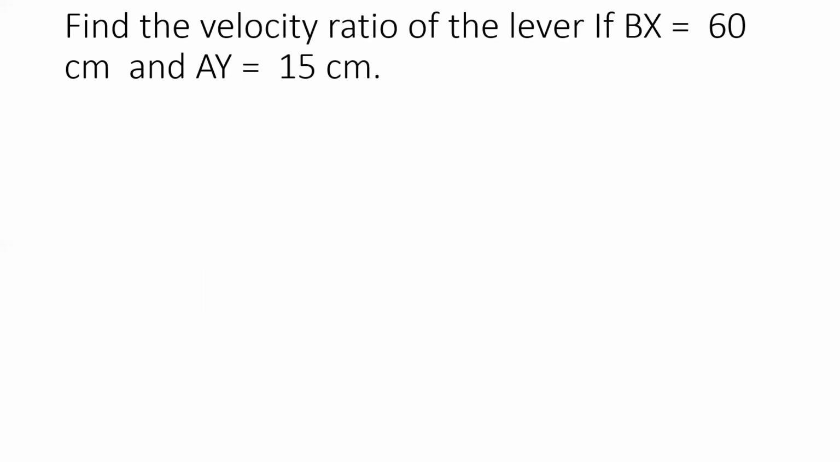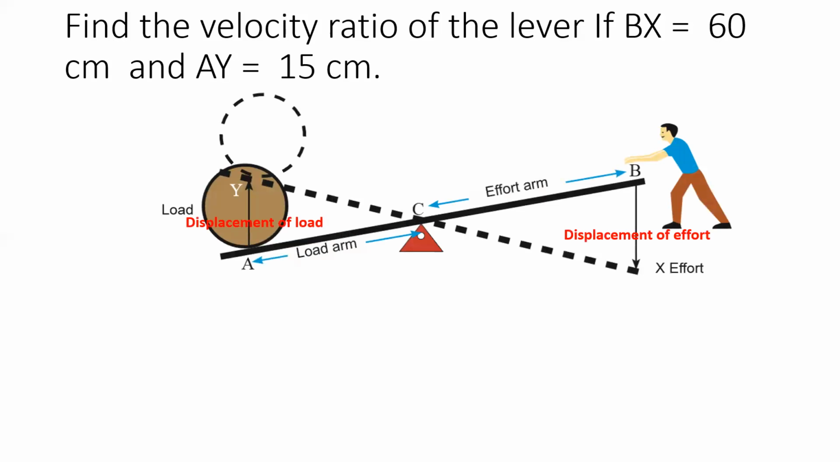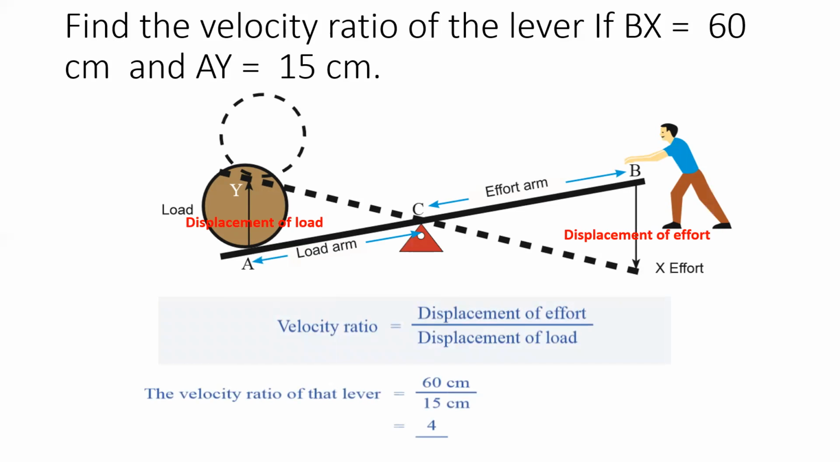Now do this calculation. Find the velocity ratio of the lever if Bx equals 60 cm and Ay equals 15 cm. The diagram is given. Velocity ratio equals displacement of effort over displacement of load. So velocity ratio of this lever equals 60 cm over 15 cm, that is 4. For velocity ratio also, there is no unit.